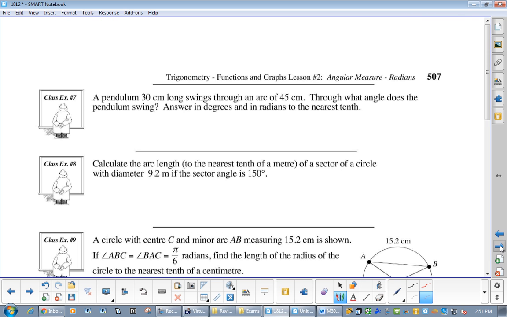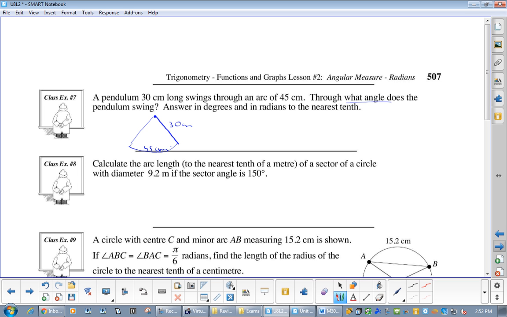Okay, let me show you how the formula works. A pendulum, 30 centimeters long, swings at an arc of 45 centimeters. Through what angle does the pendulum swing? So here is where it's attached. It's on a 30 centimeter string, and it does an arc of, oops, that was a really bad arc. Does an arc of 45 centimeters. Right, that's it, the arc length.